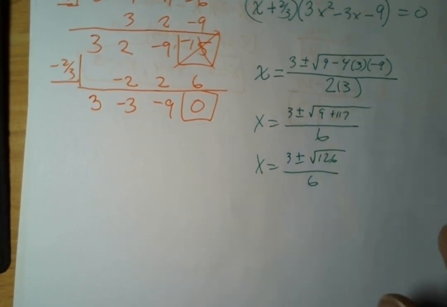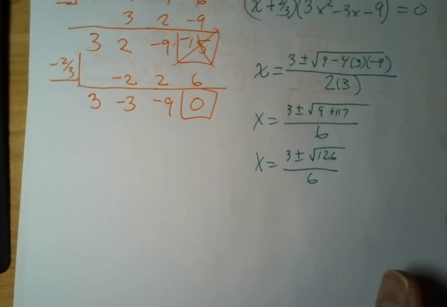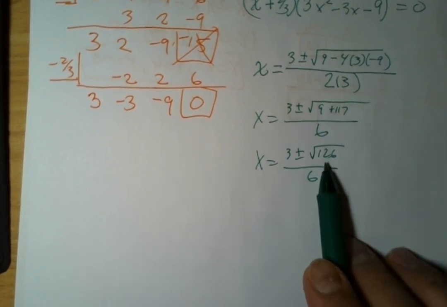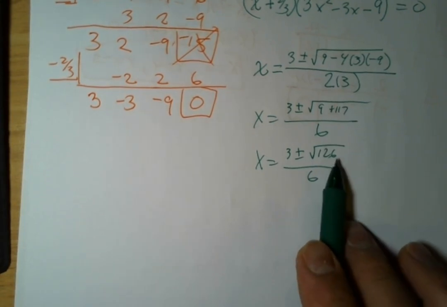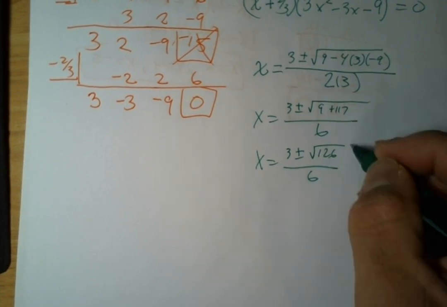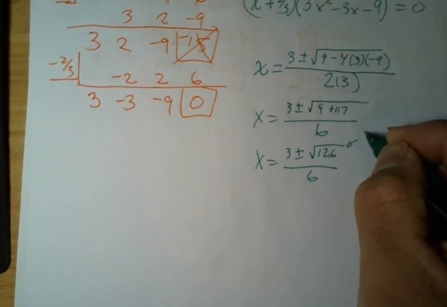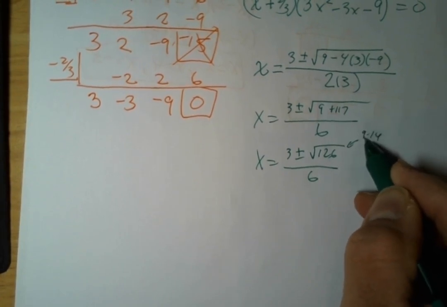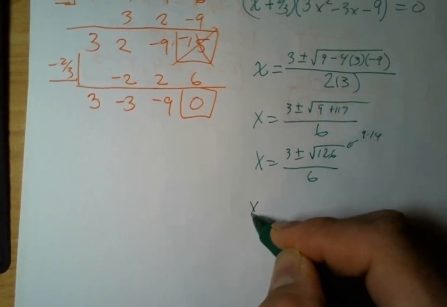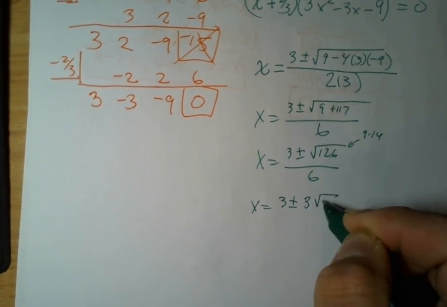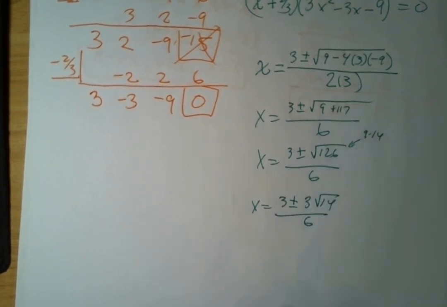Actually, this does simplify a little bit, right? The digits add up to 9, so it's divisible by 9. So 126 is 9 times 14. Taking the square root of 9 is 3. So 3 plus or minus 3 square root of 14 over 6.